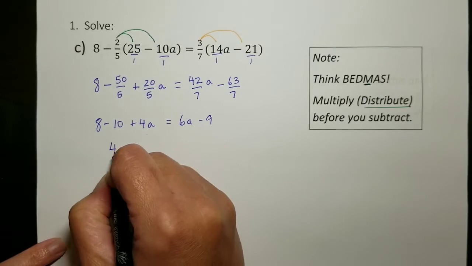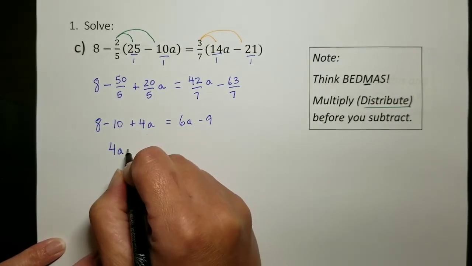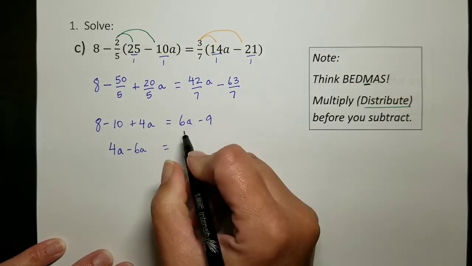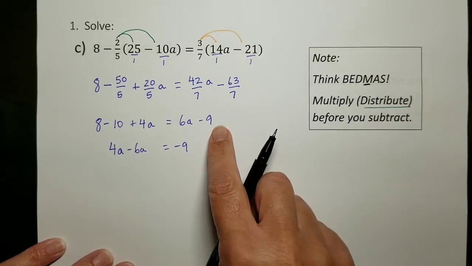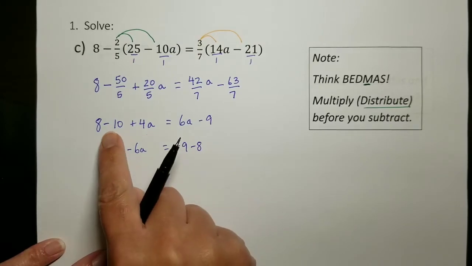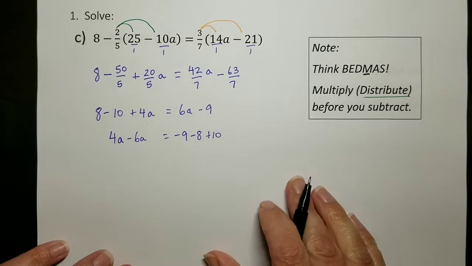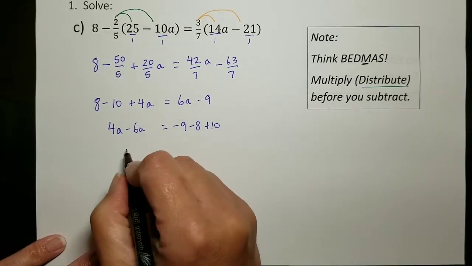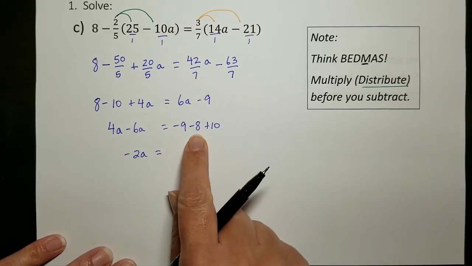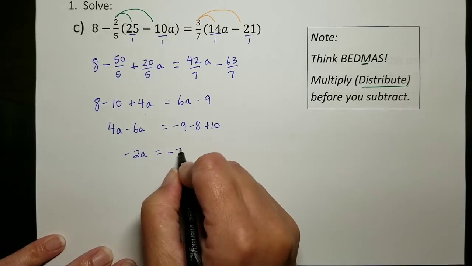So I'm going to keep the 4a that was here. I have a 6a, and I'm going to need to get rid of that by subtracting it from both sides, which will be negative on the left. Now I had negative 9 to start on the right-hand side. I had an 8, so I'll have to do minus 8 from both sides. I had a negative 10, so I'll have to do plus 10 on both sides. 4a minus 6a is negative 2a. Negative 9 minus 8 is negative 17, plus 10 is negative 7.